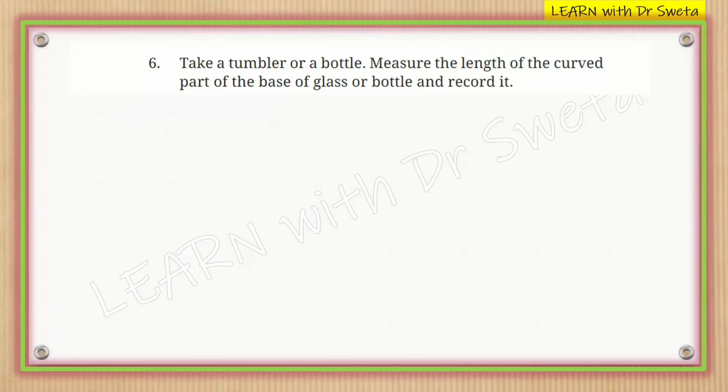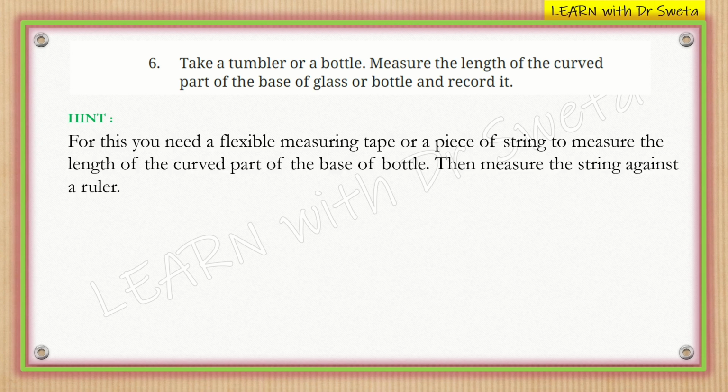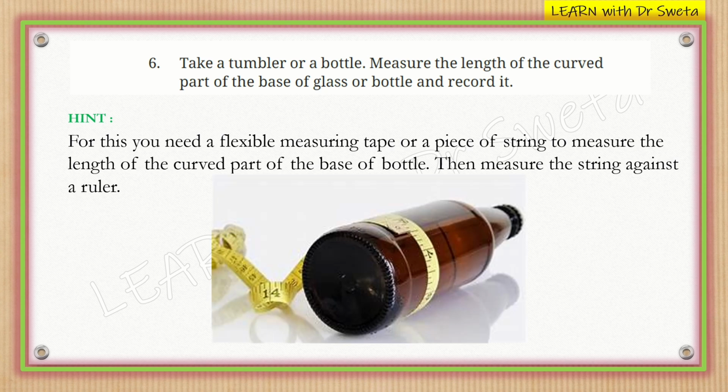Next question is, take a tumbler or a bottle. Measure the length of the curved part of the base of the glass or bottle and record it. So the hint for this question is that for this you need a flexible measuring tape or a piece of string to measure the length of the curved part of the base of the bottle. Then measure the string against a ruler.